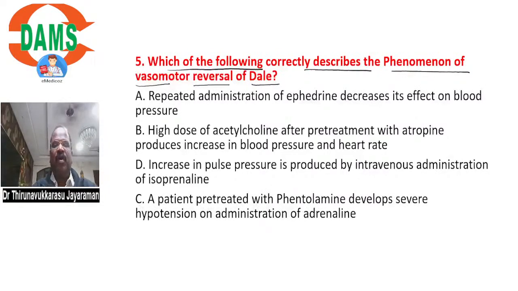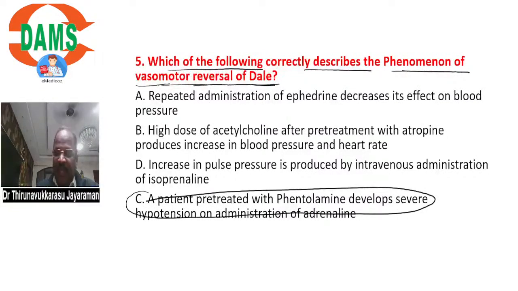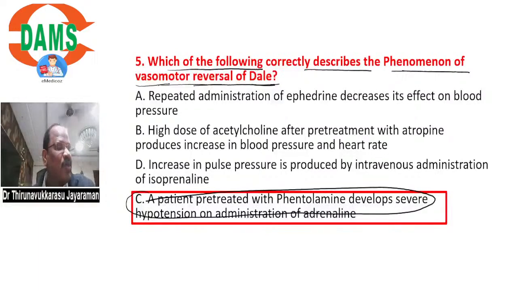Now look at it. Describe the phenomenon of Dale's vasomotor reversal. Repeated administration of ephedrine decreasing its effect on BP. High dose acetylcholine, increasing pulse pressure. A patient pre-treated with phenethylamine develops severe hypotension. Yes, good, Dr. Metroid. Alpha blocker point. Yes, good. This answer, very good. So, this answer is good. Why?